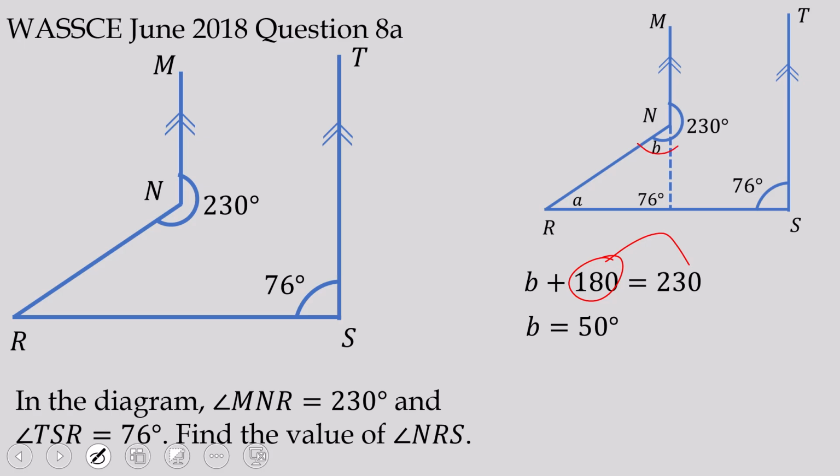Then now I get a triangle. So this is a triangle, and I know what this angle over here is. That is 50. So now we can use the sum of the interior angles of a triangle is equal to 180. Then we solve for our A.